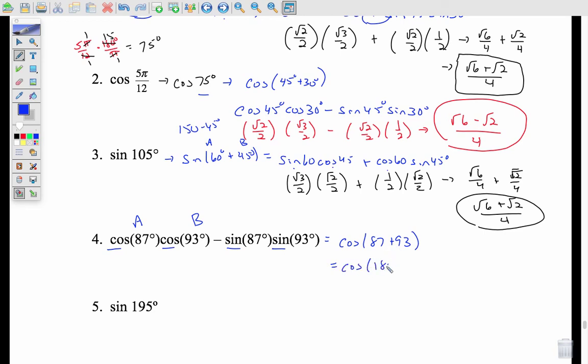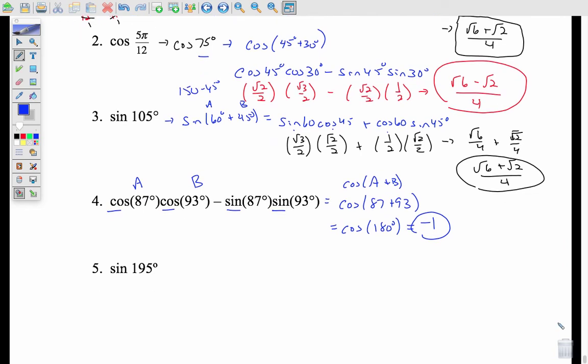And we can go a couple steps further with this, because if we add 87 and 93, we get 180 degrees. And 180 degrees is a value off our unit circle, cosine being the x-coordinate, so this does simplify all the way down to be a -1. Okay, so essentially we just worked backwards here. We were given our expanded version, and we worked backwards to our identity, in this case the cosine of A plus B, and simplified down as we went.